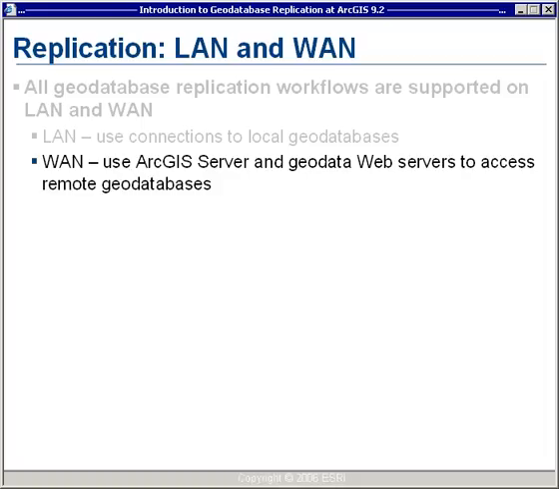Or you can connect over the WAN, where you can use ArcGIS Server and Geodata Web Services to access remote geodatabases. So say I've got a geodatabase in Olympia, and I want to be able to create a replica from it off-site. What you can do is create a Geodata web service for this geodatabase, and then you can access it remotely via ArcGIS Server. All the tools and the wizards that we'll be using in our demonstration today can work equally well with Geodata web services, just as they do with your local connections.